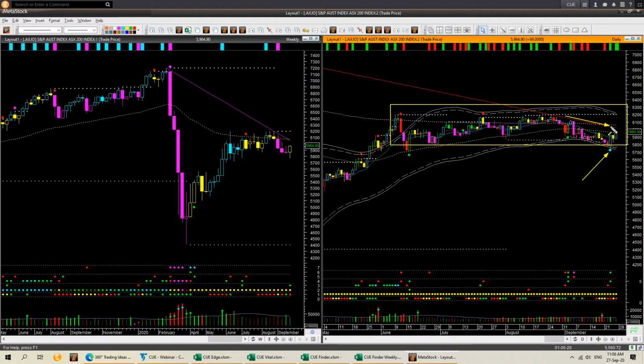AXJO, there is a memory resistance. If it can break out of the resistance, there may not be any low risk setup in the AXJO itself. However, you might consider some breakout trade in individual stocks that are fundamentally strong if the breakout happens in AXJO. Right now it is moving sideways.